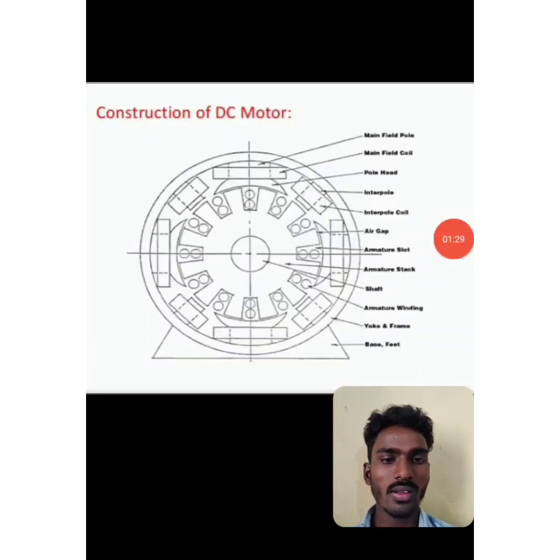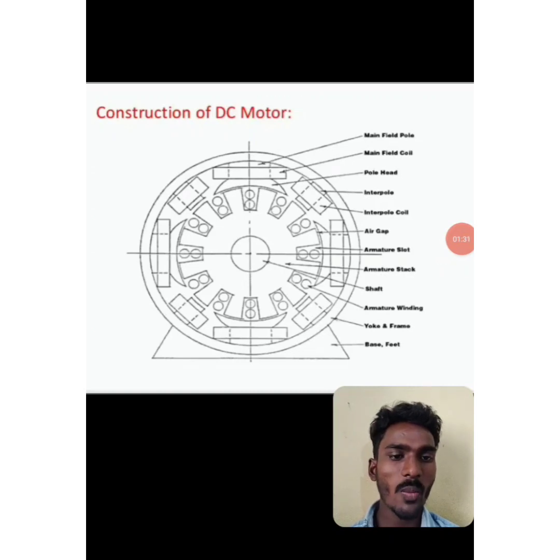Here are the inner parts of construction of DC motors: main field pole, main field coil, main pole, interpole coil, air gap, armature slot, armature shaft, armature winding, yoke and frame, base.